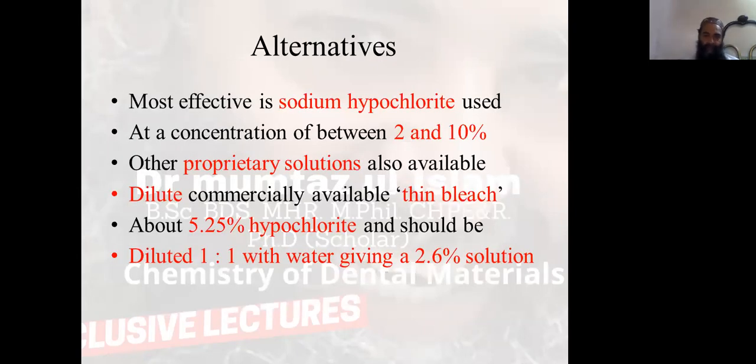The most effective alternative is sodium hypochlorite, and it is used at a concentration between 2% and 10%. Other proprietary solutions are also available. You can also dilute commercially available thin bleach, which is about 5.25% hypochlorite, and it should be diluted 1:1 with water, which will give you a 2.6% solution.